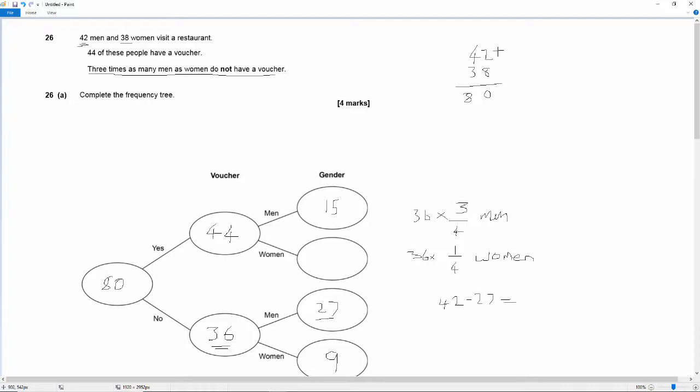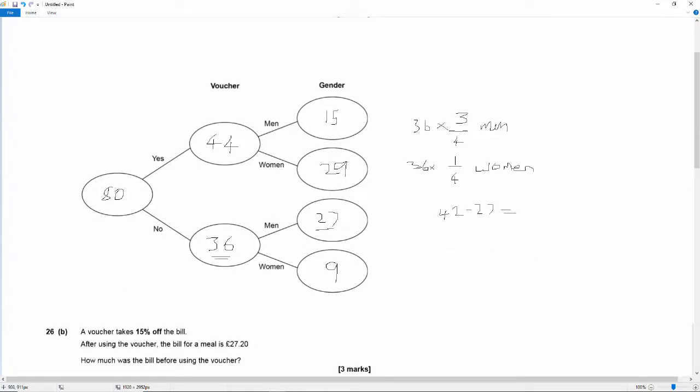So we know that out of the 44 people, 15 are men. So therefore, the remainder are going to be women. 44 minus 15, well 44 minus 14 is going to be 30, and we need to take one more away, so that's 29. Okay, so that's the frequency tree completed.